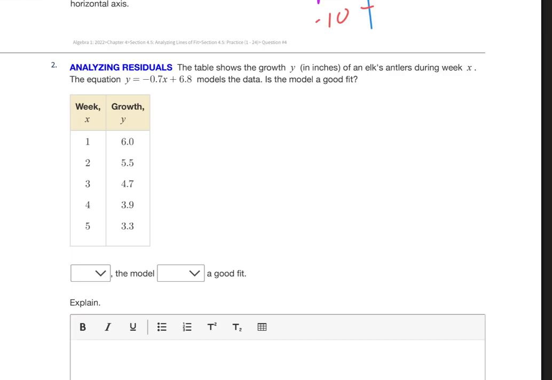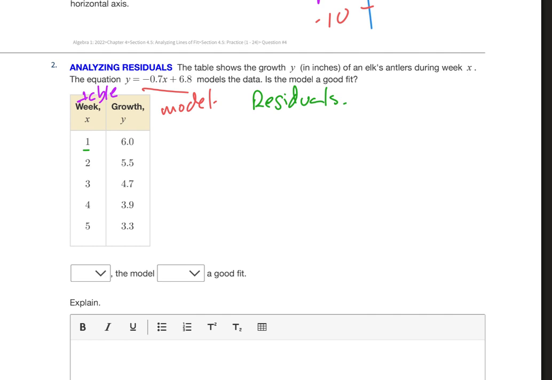The table shows the growth y in inches of an elk's antlers during the week. The equation models the data. Is the model a good fit? So this is the table, and this is the model, okay? What I'm going to do is plug in this info so that I can get the residuals, because that's how we'll know whether it's a good fit or not.